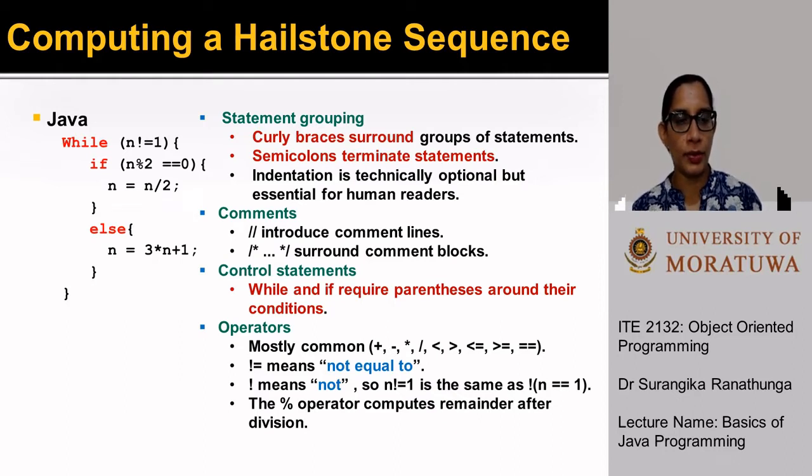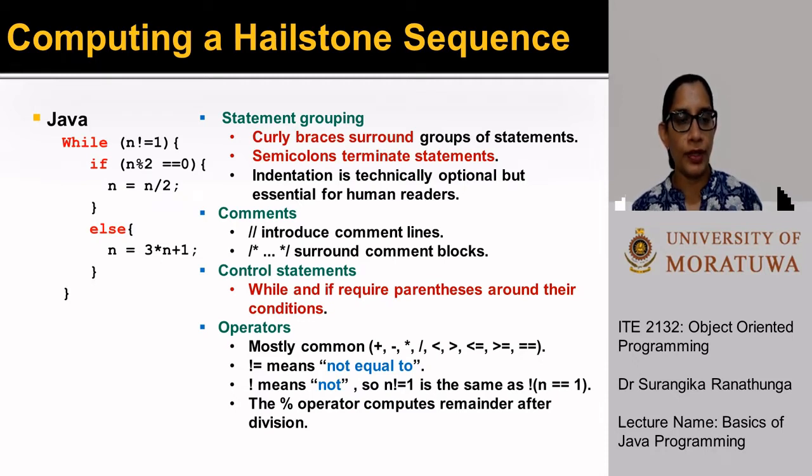So this small code shows the use of different operators as well. The commonly used operators in Java include the plus sign, minus, multiplication, division, greater than, less than, likewise. And the special symbol, the exclamation and the equal sign going together means not equal to. So in the while loop, we have this condition n not equal to 1. And if you just have the exclamation mark alone, it means not, the negation.